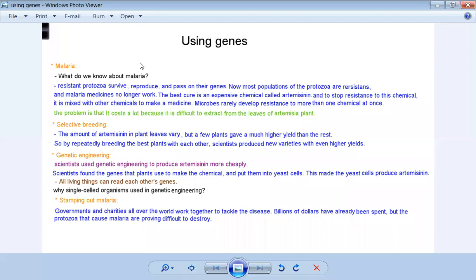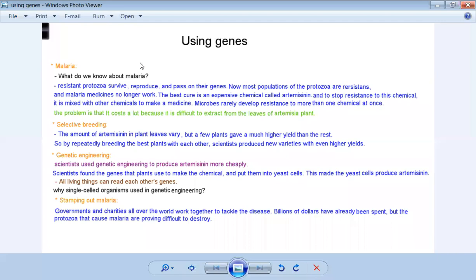So they will breed the best plants together, so they will produce new varieties with even higher yields. If they get the best genes together, they will produce a higher percentage of artemisinin. In this case, they will get more of this chemical. Okay, this is about selective breeding. They can use another way.